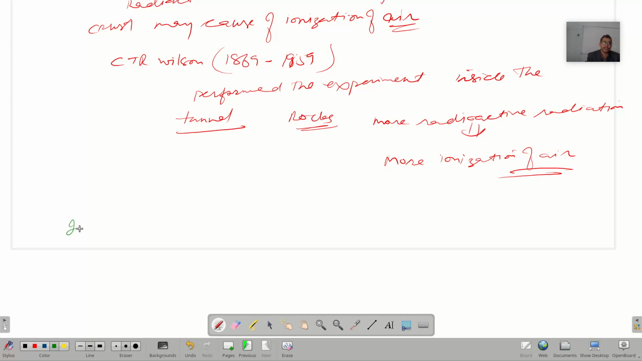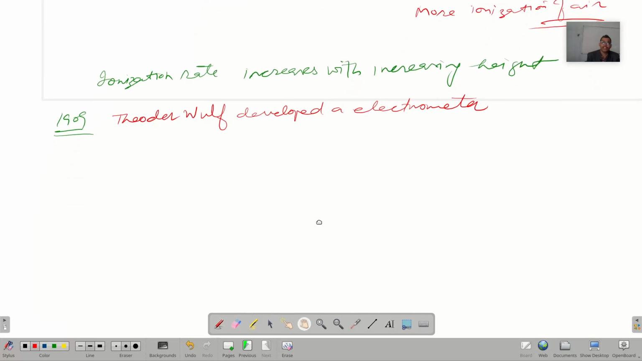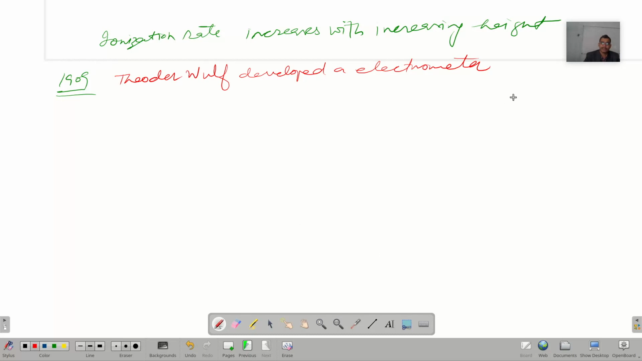And another thing which was observed was that the ionization rate increases with increasing height. So in 1909, Theodor Wulf developed an electrometer and tried to find out the concentration of charged particles at the Eiffel Tower.